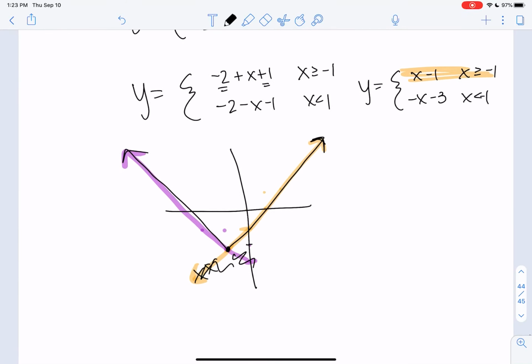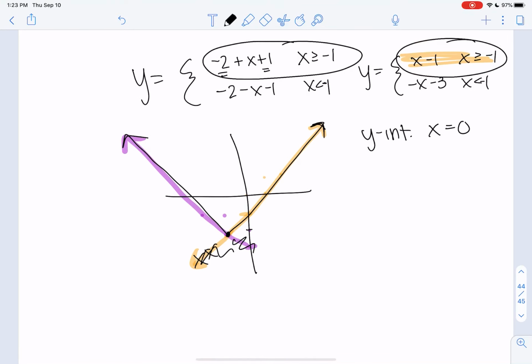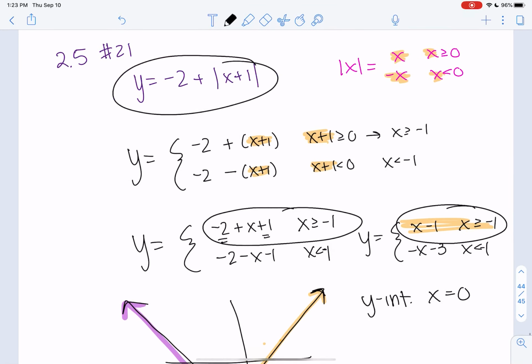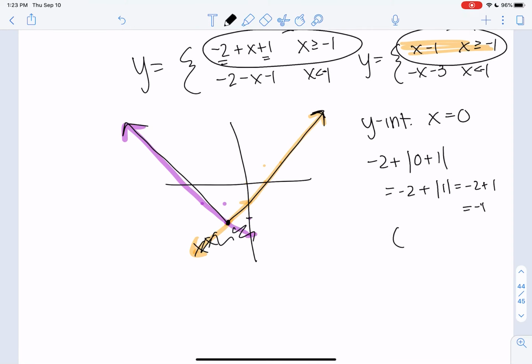Yeah. And then what else did we want? The intercepts. So the x-intercept, let's do the y-intercept first. It's actually easier. The y-intercept is when x equals 0. Oops, that was -1. So that would go in this case or this case. You could also just plug into the original function. -2 plus 0 plus 1. -2 plus the absolute value of 1, so we get -2 plus 1, or -1. So what is that? 0, -1.